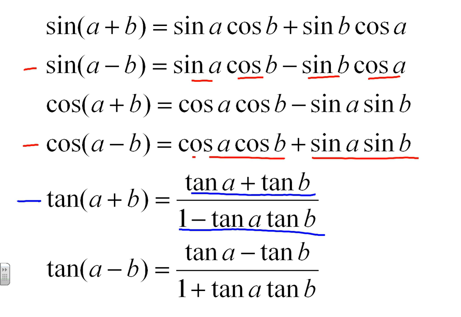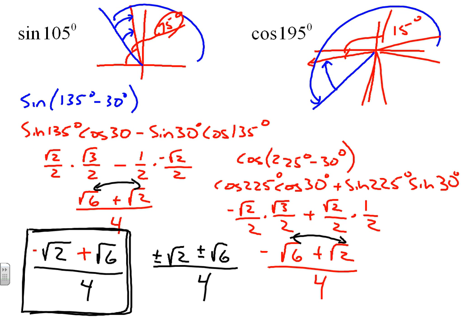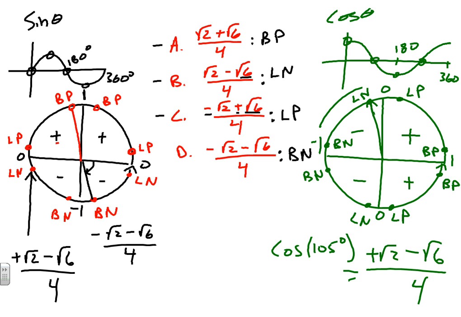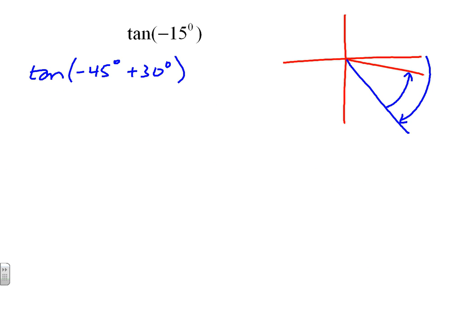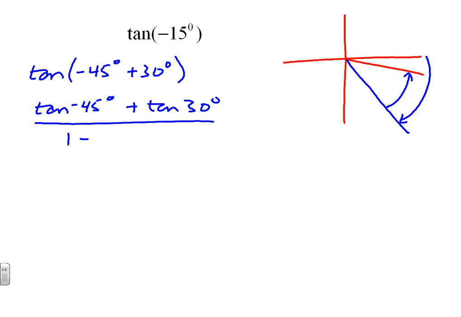Sum of the tangents over 1 minus product of the tangents. Or, one more time here, sum of the tangents over 1 minus the product of the tangents, and I'm going to do this from memory.